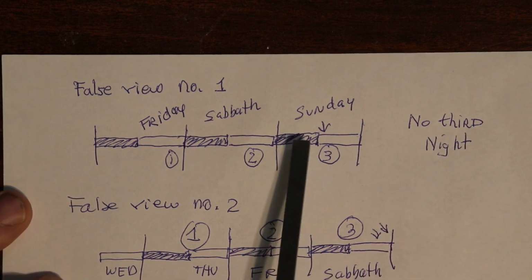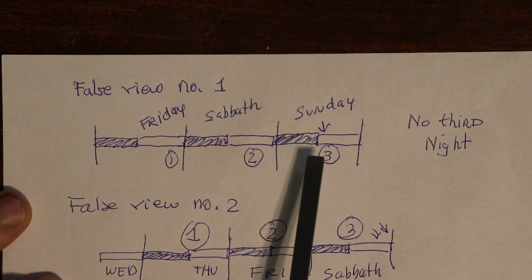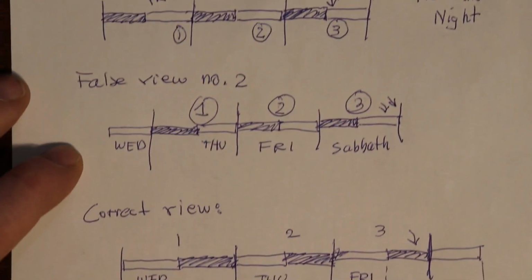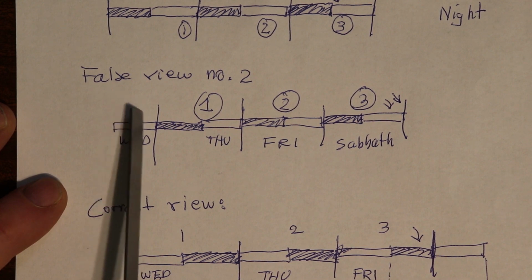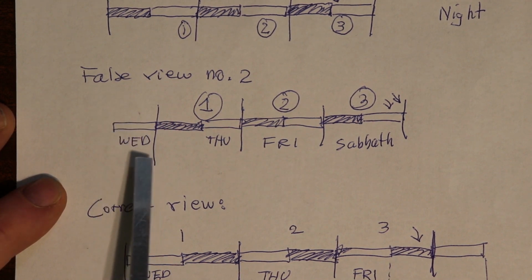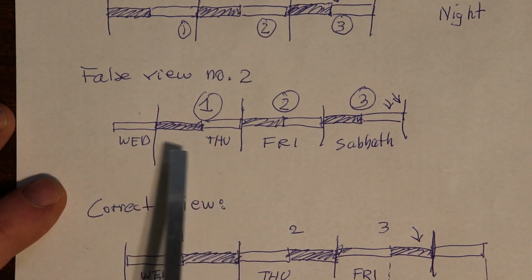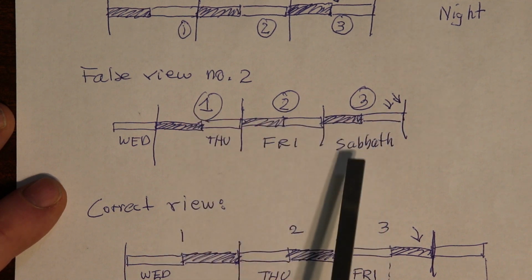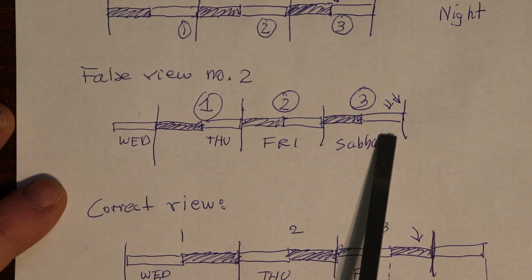And of course, the scripture says the resurrection was on the first of the Sabbaths, which is not Sunday, but it's over here. All right, let's look at the next view. False view number 2. If you do believe the crucifixion was on a Wednesday, and you hold the definition of a day being used with the 3 days as from sunset to sunset, then you're going to end up with this view. 1, 2, 3, and the third day is going to be Sabbath afternoon, the daytime part of the Sabbath.